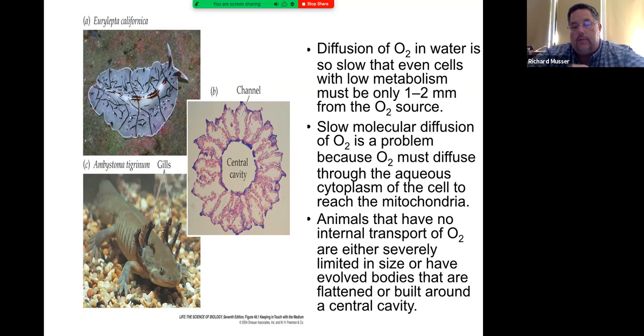Animals that have no internal transport of oxygen are either severely limited in body size or have evolved bodies that are flattened or built around a central cavity. So again, this flatworm is so flat that it helps oxygen reach from the outside through their cytoplasm to the mitochondria where you can have cellular respiration. So that's how this animal's modified itself. Or again, they're going to have limited size. You're not going to see salamanders that are 20 feet long, for instance. But again, there are fish that have evolved to live in oceans that are super huge, like great white sharks.